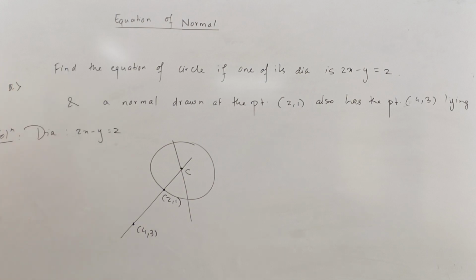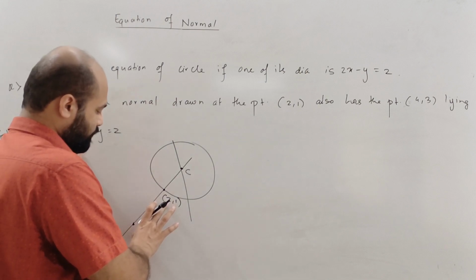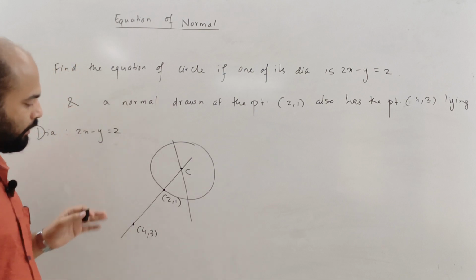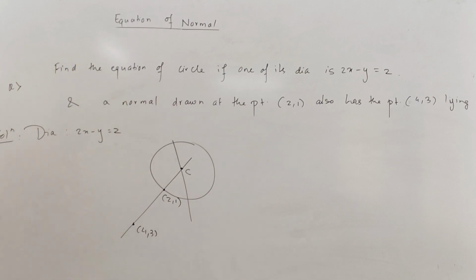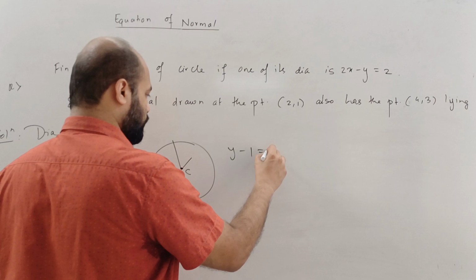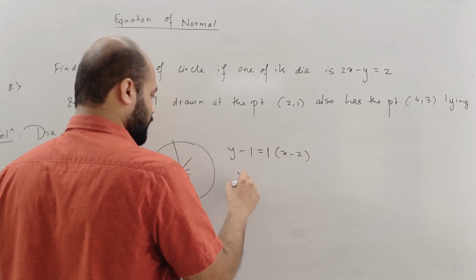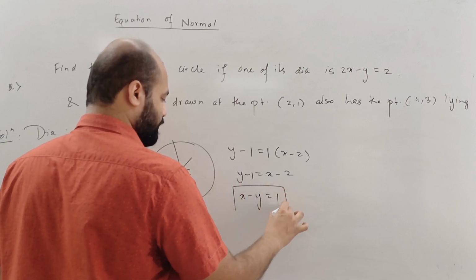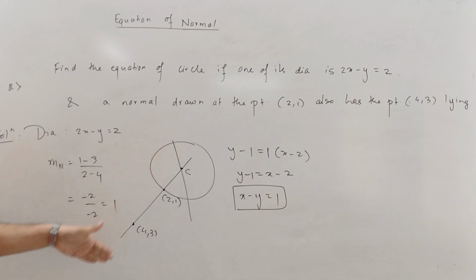So let's do it. Given that this is the normal over here, to find its equation we need a slope, and these 2 points are going to help us out. So the slope of this normal is going to be 1 minus 3 by 2 minus 4, which comes out as minus 2 by minus 2, which is 1. So once you have the slope, and we have the point also, we can write the equation. y minus 1 equals to 1 into x minus 2. That is y minus 1 equals to x minus 2. That means x minus y equals to 1. This is the equation of this line.